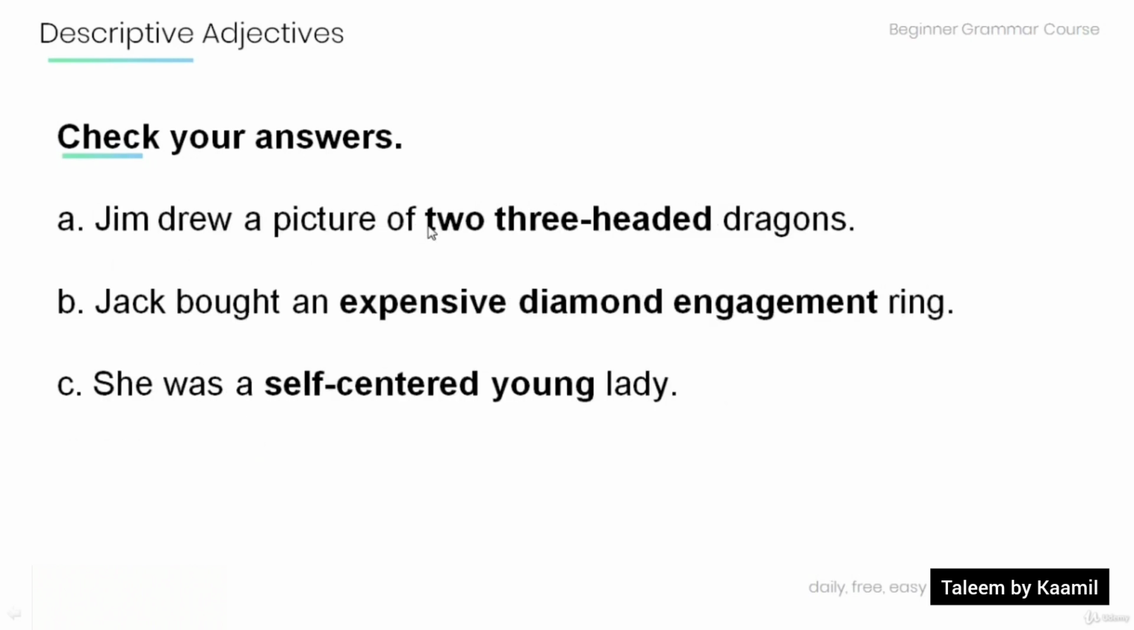Jim drew a picture of two three-headed dragons. Jack bought an expensive diamond engagement ring. She was a self-centered young lady.